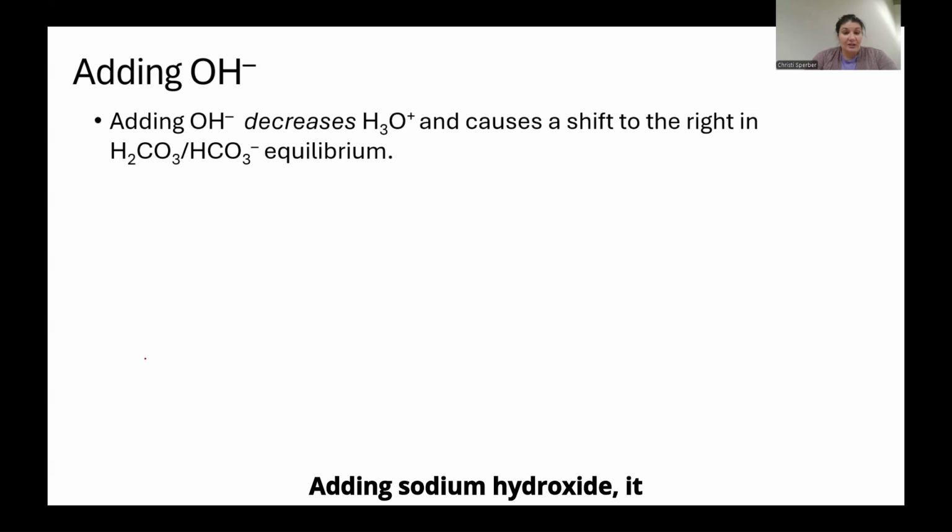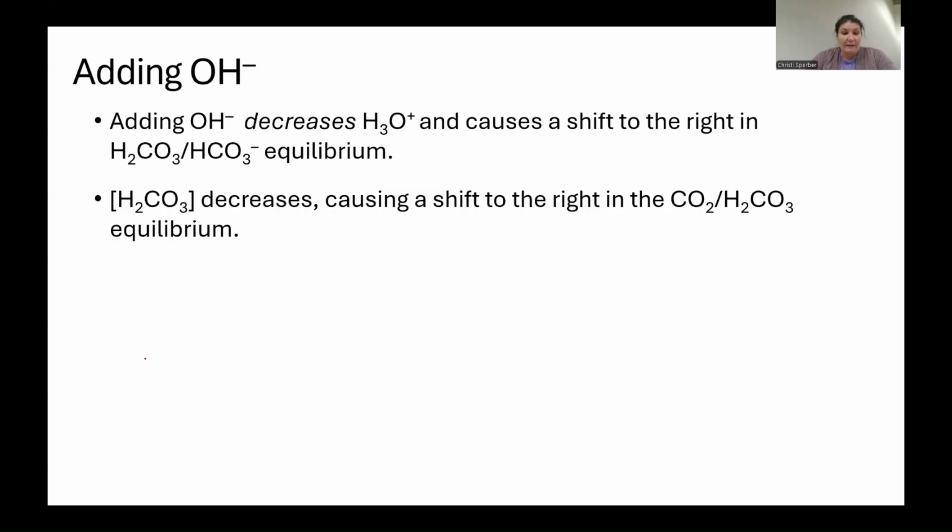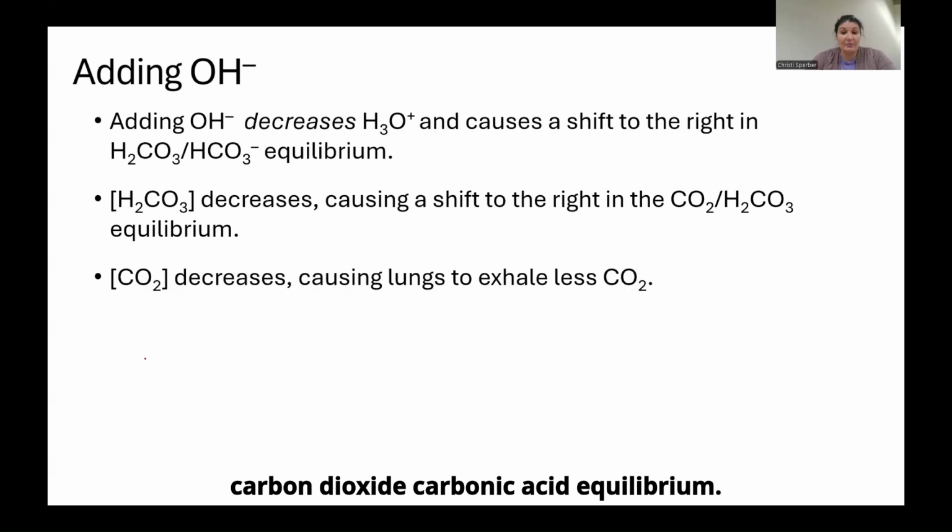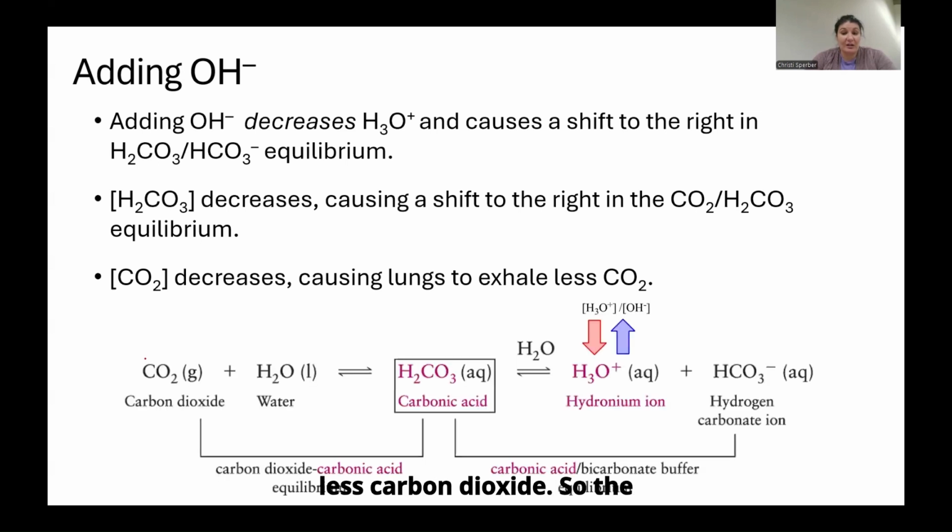Adding sodium hydroxide decreases the hydronium ion concentration and causes a shift to the right in the buffer equilibrium. The decrease in the carbonic acid causes a shift to the right in the carbon dioxide-carbonic acid equilibrium, and the concentration of carbon dioxide decreases, causing the lungs to exhale less carbon dioxide.